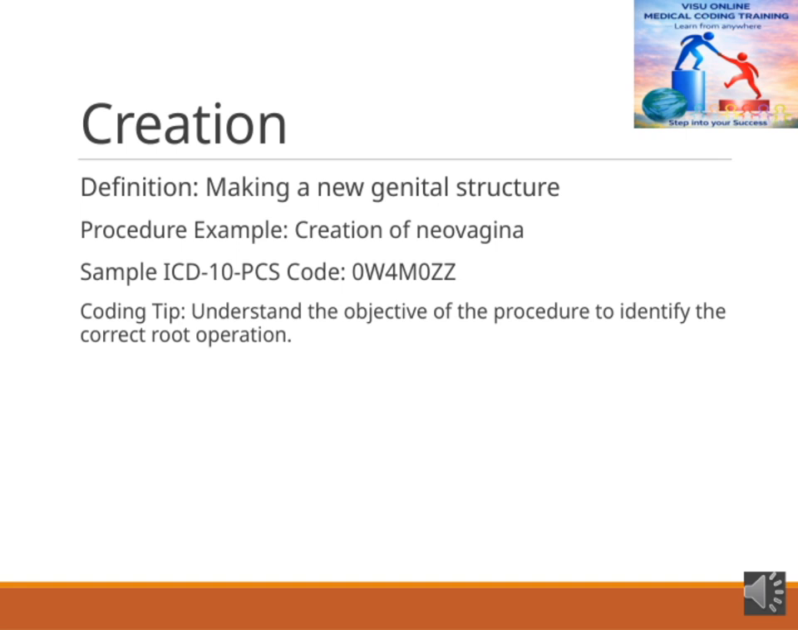A crucial tip to keep in mind is understanding the objective of the procedure. By doing so, you can identify the correct root operation, which is essential for accurate coding. In this case, the root operation is creation, because the procedure's goal is to create a new anatomical structure. So, when you're approaching these types of procedures, focus on the intent behind the surgery, what's being created or reconstructed, and that will guide you to the right code.